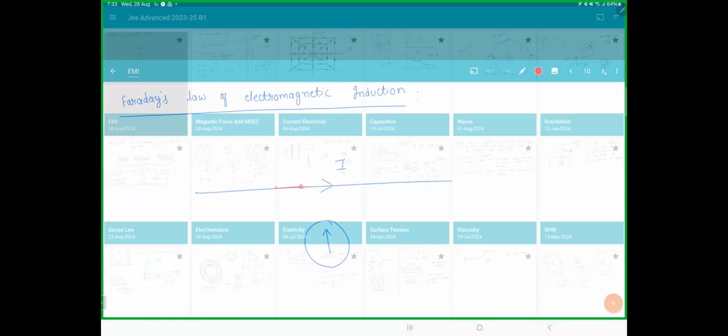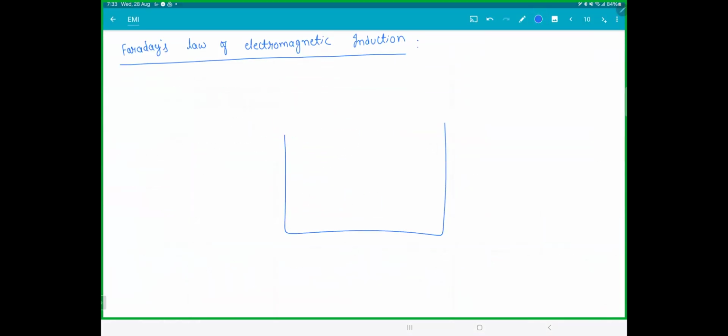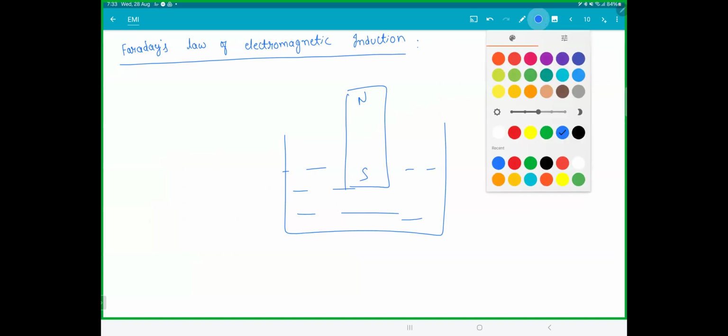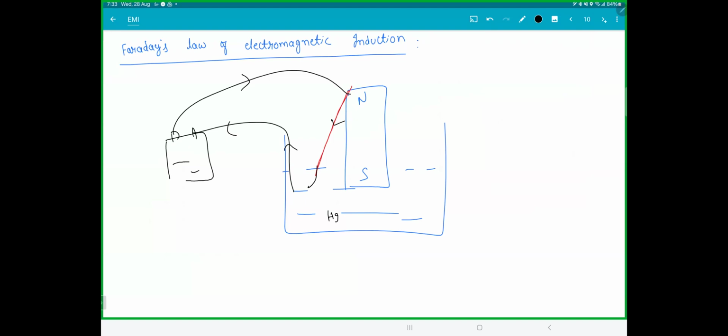So Faraday did something. This guy designed an experiment. He took a container. He took a magnet. He filled this with mercury. He kept a rod here. He took a Leclanché cell, the chemical cell. So he connected one wire to the rod and one wire to this thing, and this is mercury. Why mercury? Mercury is conducting. So the moment the switch is closed, current is passing through the wire, through the rod, through the mercury, and the circuit is completed. Now see what happened.